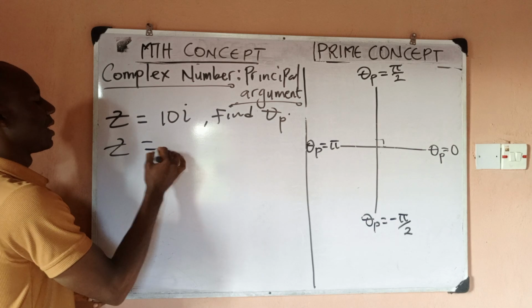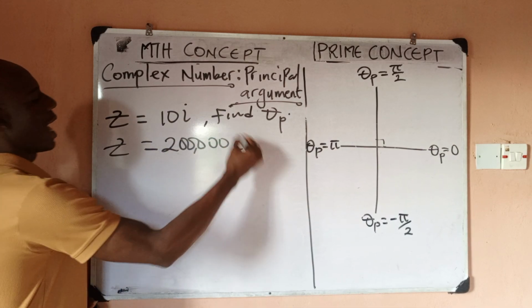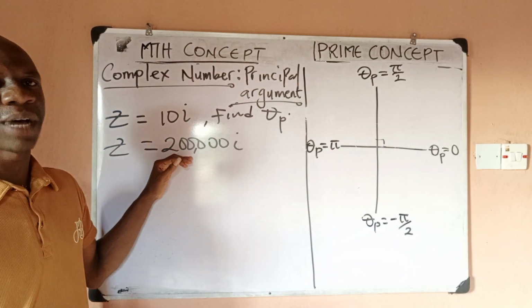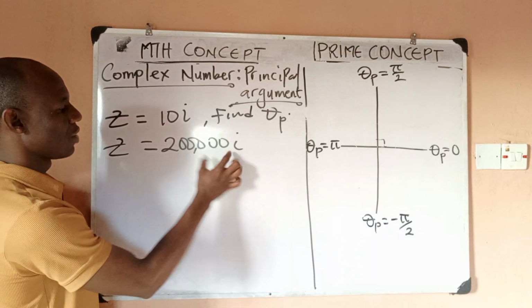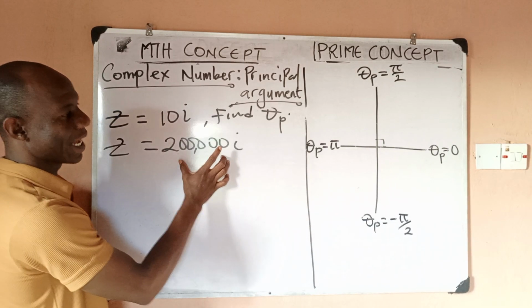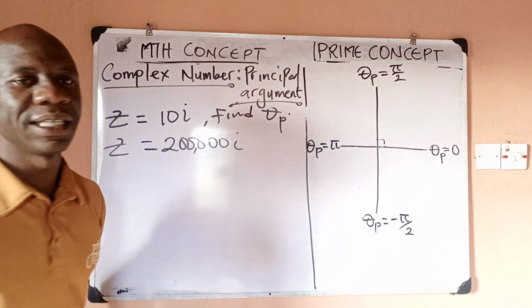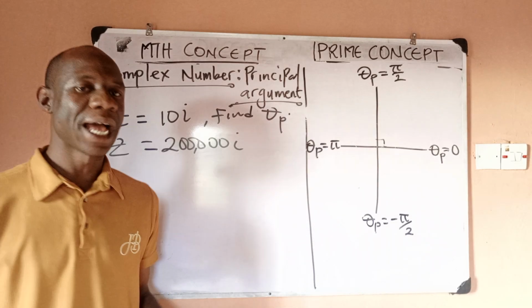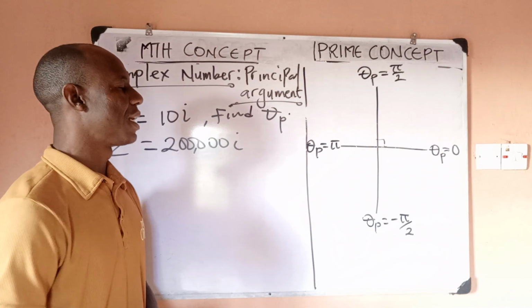Say I have z equals 200,000i. You have this no matter how large it is. Now let's quickly look at this. What will the principal argument for this be? You would consider that no matter the value, as long as it is positive y, this lies along the positive y-axis. So along the positive, your principal argument is what? 90 degrees, pi over 2, which is 90 degrees. So that is the principal argument. So once you are along the axis, you should be able to always find the principal argument.